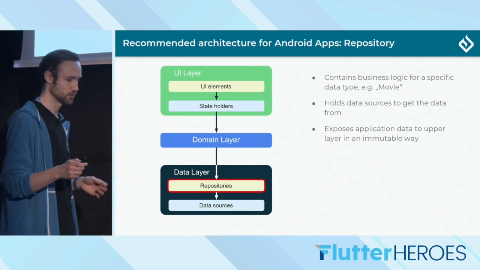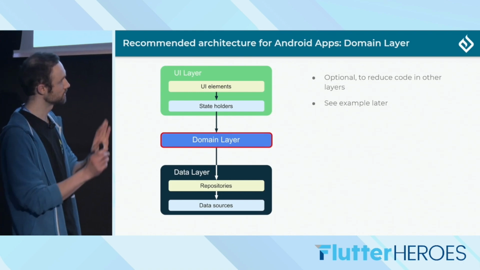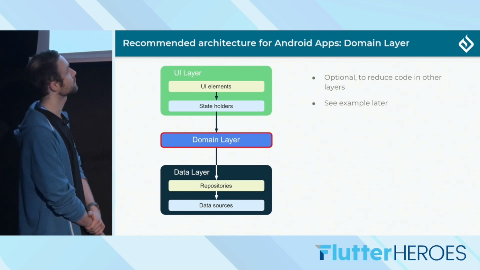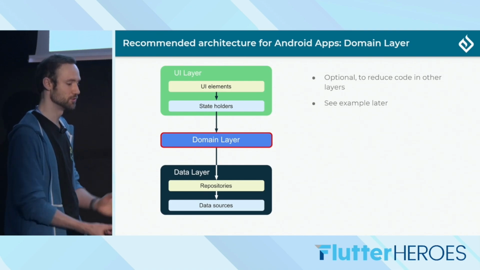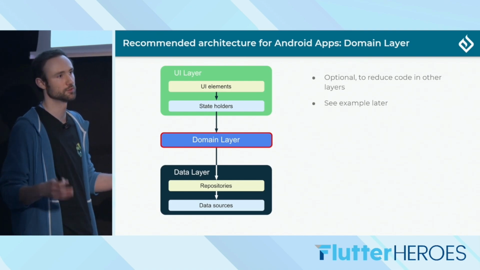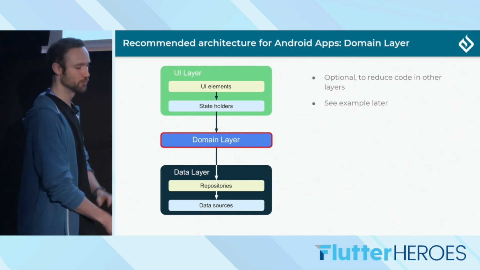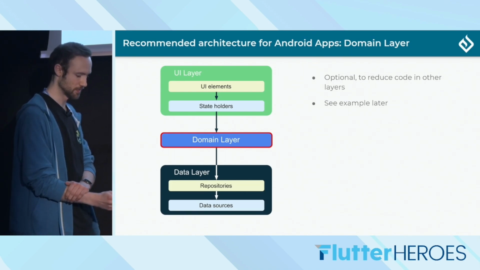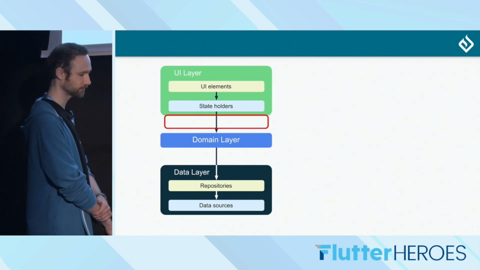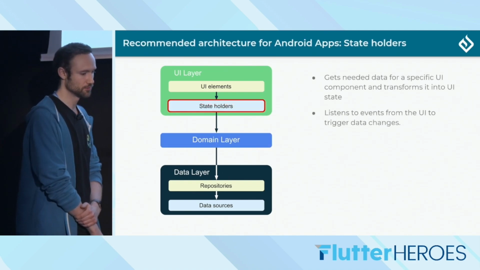Then just quickly, the domain layer. We will see an example later. It's pretty much optional in this whole architecture. Its main purpose is to reduce the code in the repository or inside the stakeholder, which we will see soon. We will see an example for that later, but it's mainly optional and most of the time not needed in the first place. Now we can head on to the stakeholders.